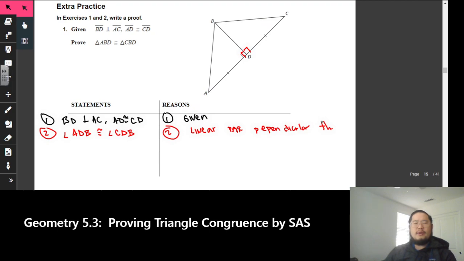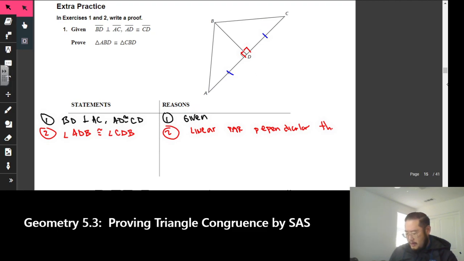Right? If I have two angles that are 90 degrees, then they add up to 180. And if they're perpendicular, they both have to be 90. So therefore, I know that those two angles are congruent to one another. So now, I know that a pair of sides are congruent, right? AD and CD.